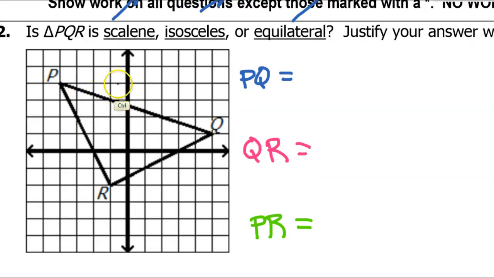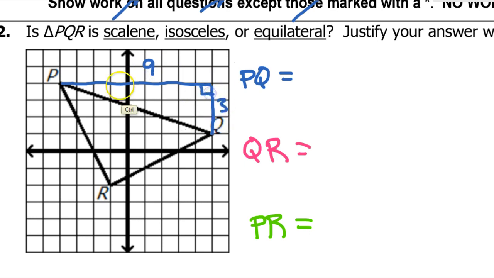Okay, so here's what we need to do. I'm going to make a triangle that has PQ as the hypotenuse. I'm going to make a right triangle. So if I go like this, over and down, now I have a right triangle that has PQ for a hypotenuse. The horizontal leg is, let's see, that's 4, and this is 5, so that's 9. And the vertical piece is 3.